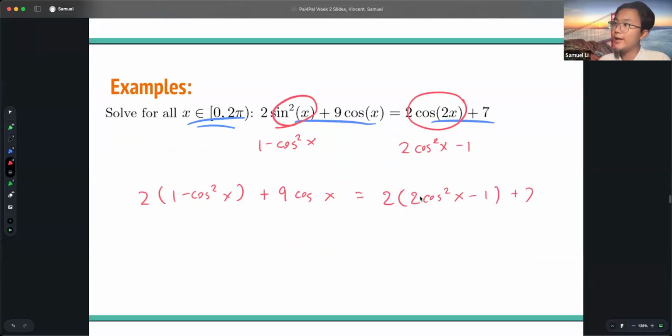Okay, so let's see. We have a 4 on this side, a -2. So move the -2, that's 6 cosine squared x. And then minus that thing goes there, so it's 9 cosine x. And then we have a 5 over here and a 2 over here. So it's plus 3.